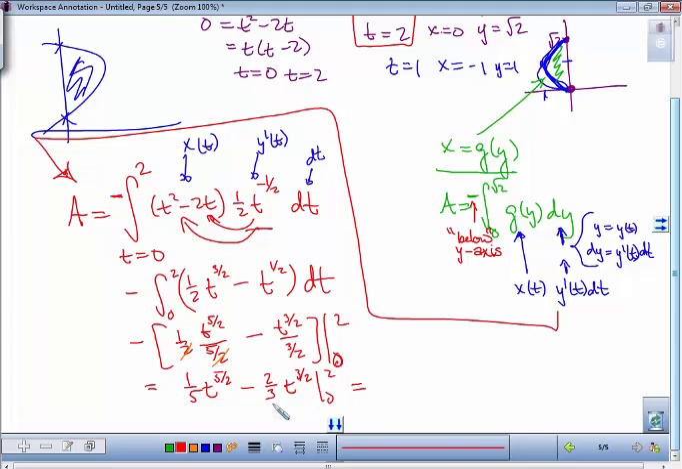0 is going to go away if I put 0 in there, so I'll just put 2 in. You got 1/5 times 2 to the 5/2 power minus 2/3 times 2 to the 3/2 power. Doesn't look like I can simplify much after that, so unless you want to put it in your calculator and get a decimal approximation, I think we're good.